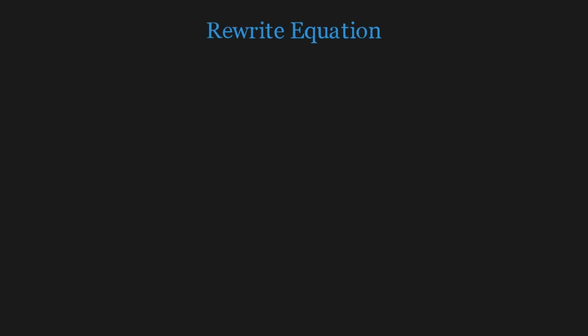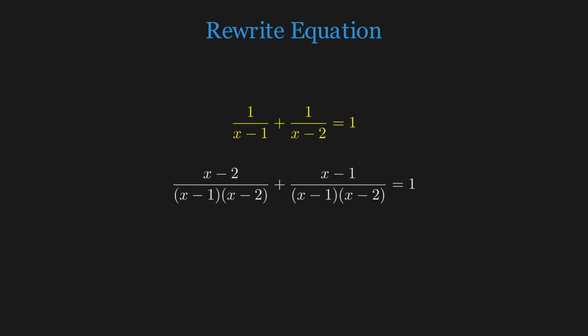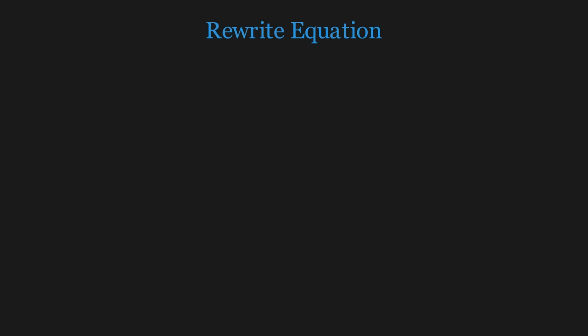Now, let's rewrite our equation using this LCM. We get the quantity x minus 2 divided by the product of x minus 1 and x minus 2, plus the quantity x minus 1 divided by the product of x minus 1 and x minus 2 equals 1. Notice how we've maintained the original numerators while using our new common denominator.